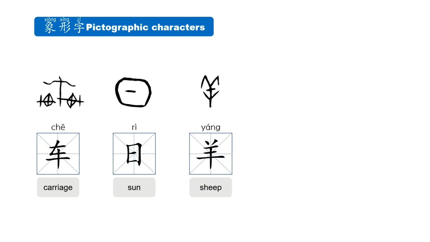The third one, 羊, which means sheep. It looks like the head of a sheep. And the last one, 目, which means eye.